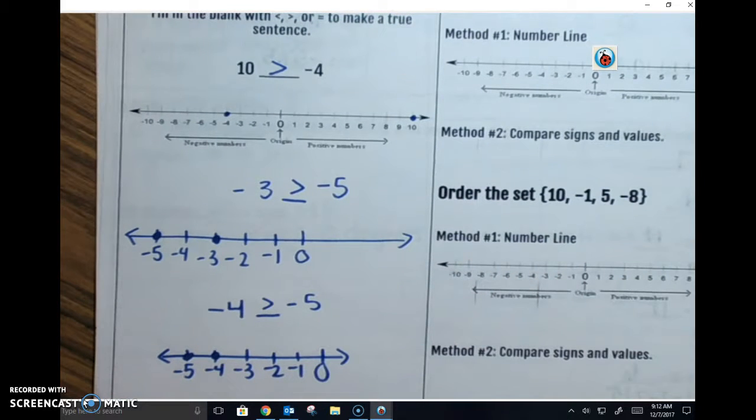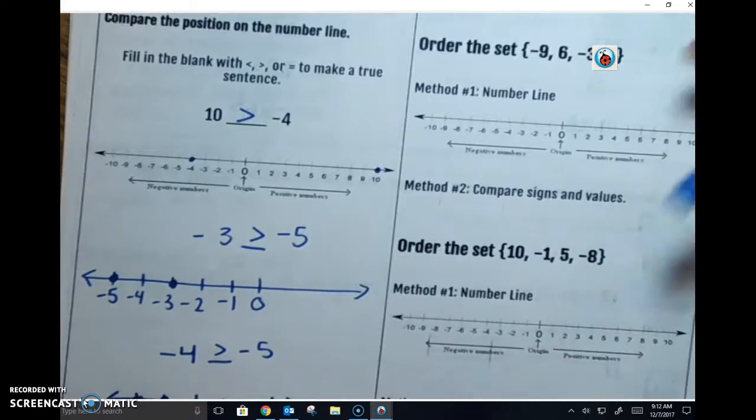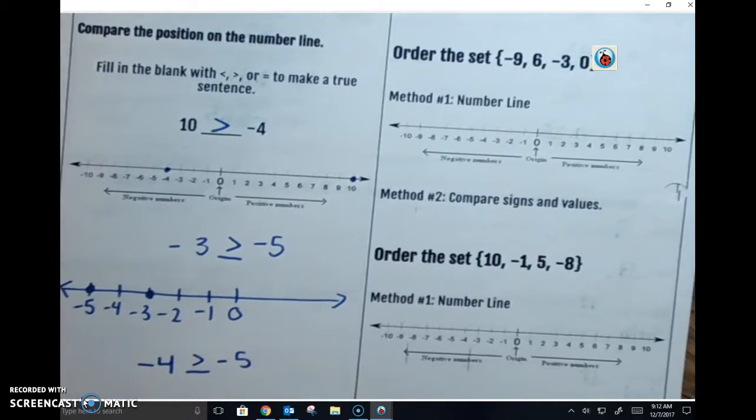So the farther you are away from 0, the smaller your number is. It's like when you take too much money out of your bank account and you go into negative numbers. The farther you're in debt, the less money that you have. So that's how you can do comparing with numbers.